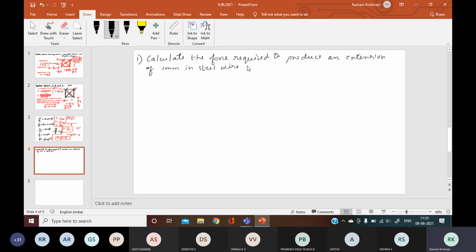Steel wire of length. For all subjects, any numerical, in electrical, civil, you write the given data. Write the question number and write the given data. It will help you.